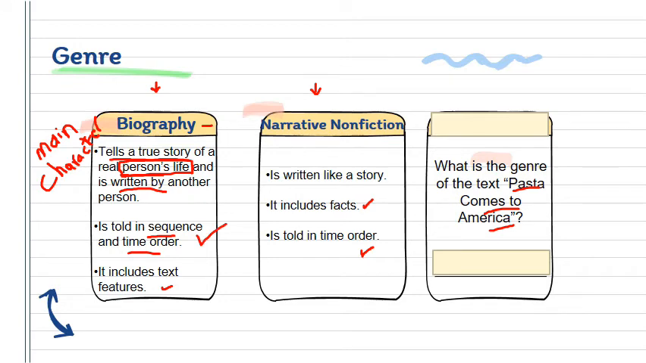It is told in sequence and time order, but this is a common feature between the two genres. It includes text features. Also, narrative nonfiction can include text features. So what do you think the genre of this lesson is? Since I do not have a main character, it means it's not a biography. I can cross this one out. So it's for sure narrative nonfiction, okay? Because it's written like a story, it includes facts and is told in time order.